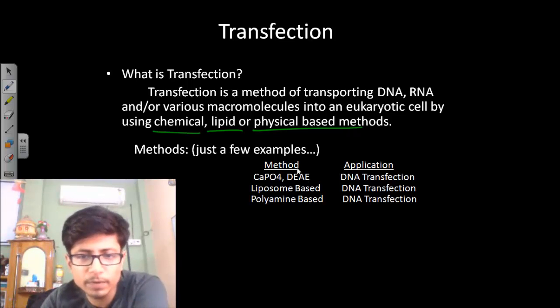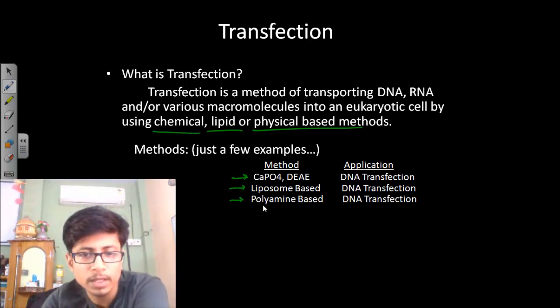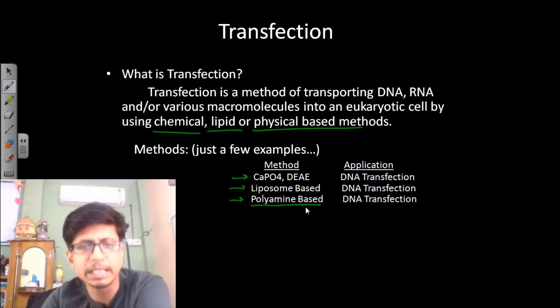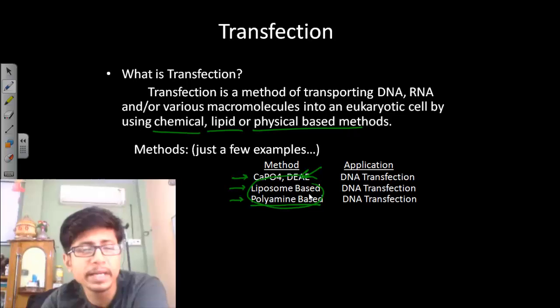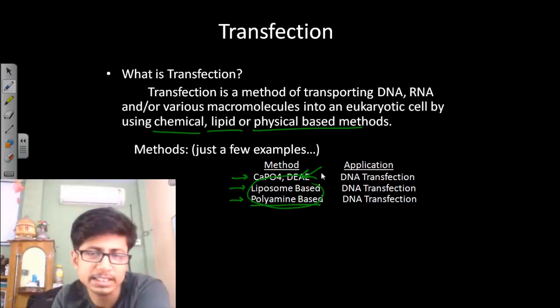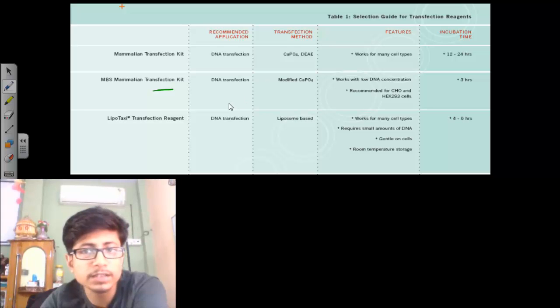If you look at different types of methods, like calcium phosphate and DEAE, this method is applicable for DNA transfection. Liposome based is also important for DNA transfection, and for DNA transfection we also have polyamine based processes. So these are lipid based and these are chemical based. Except for that we have physical based methods, like the gene gun, where the gene is inserted directly inside the cell on a small particle, and also voltage mediated delivery. So here we can see the different types of transfection methods.